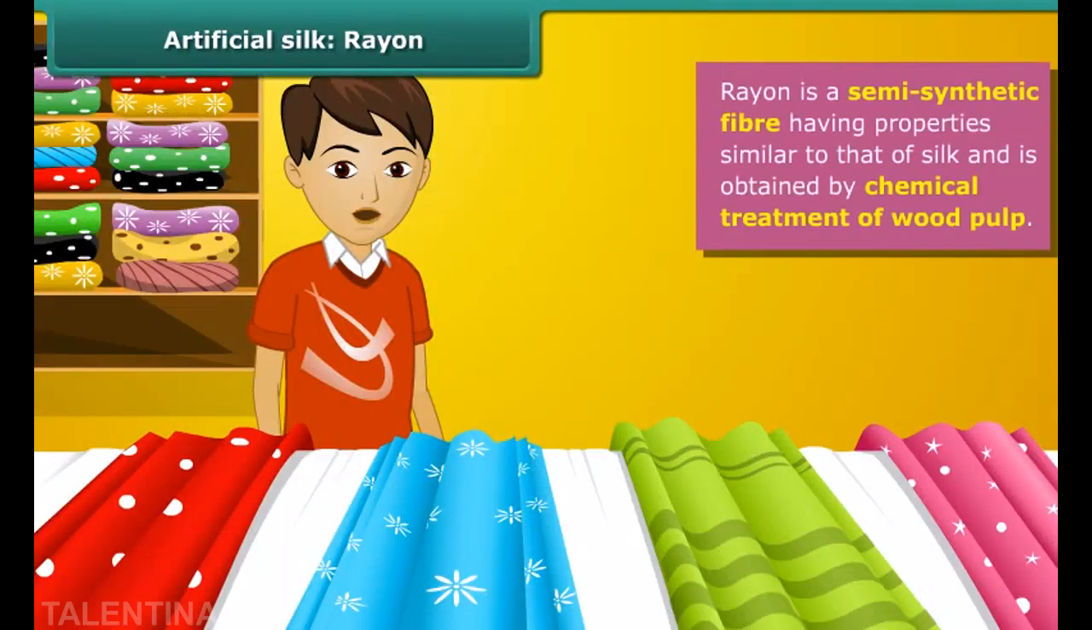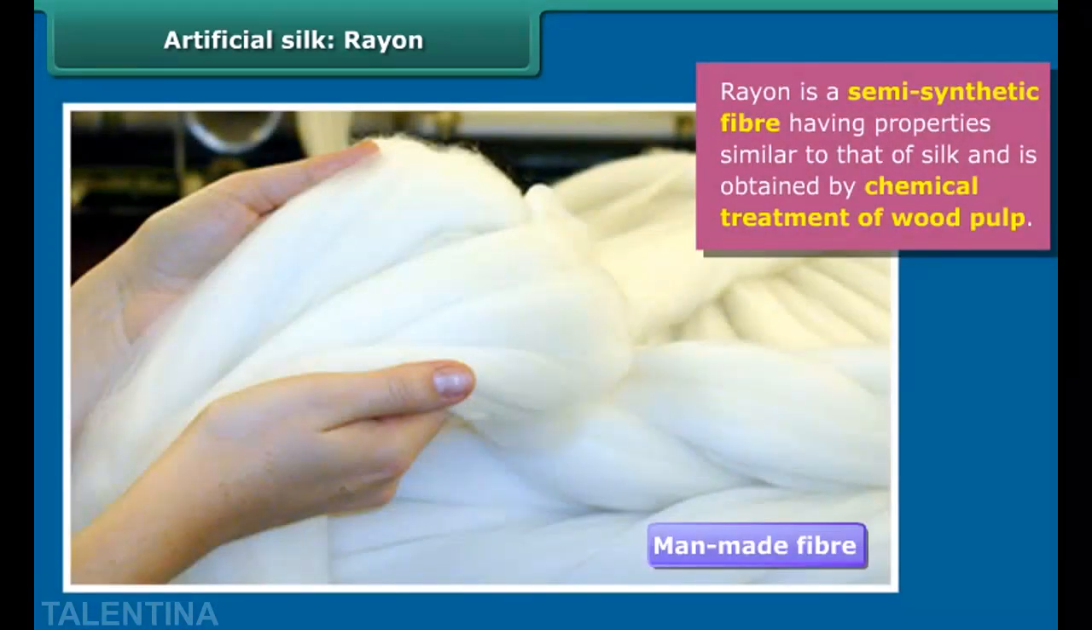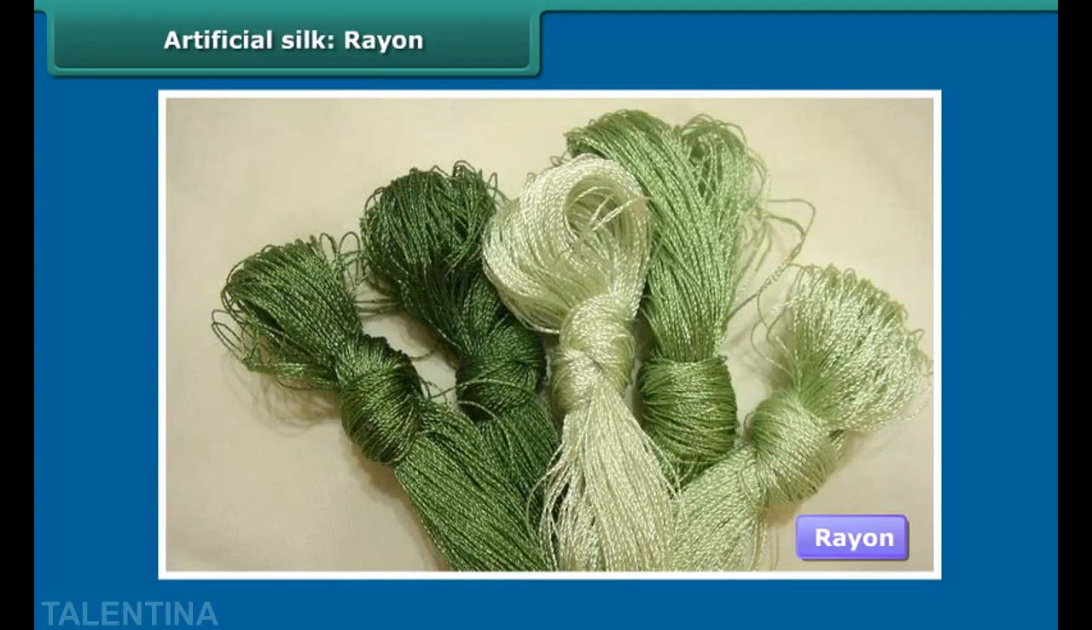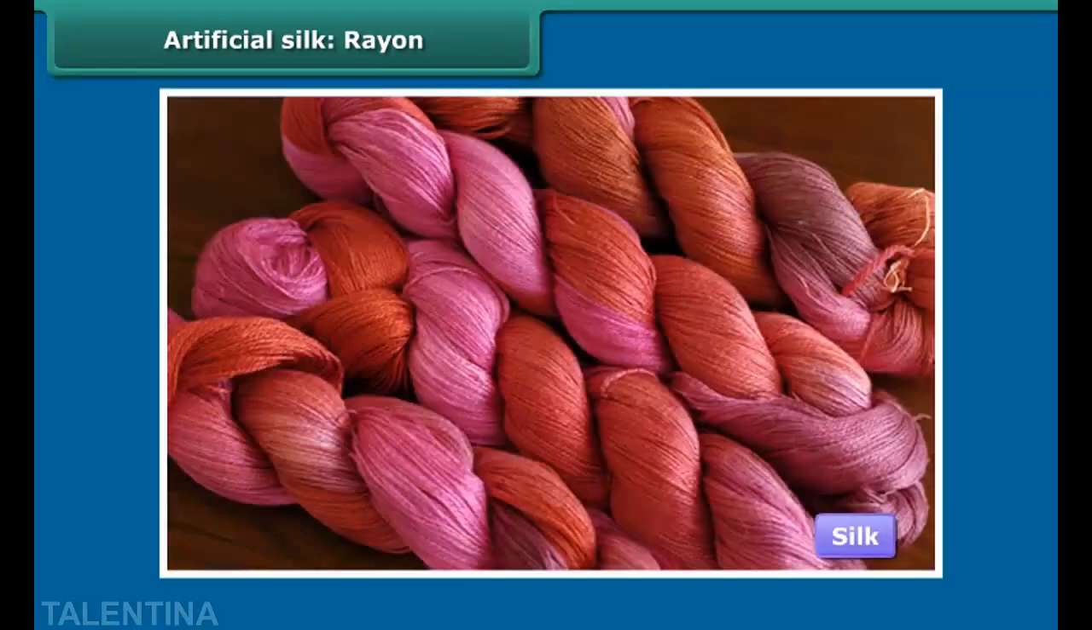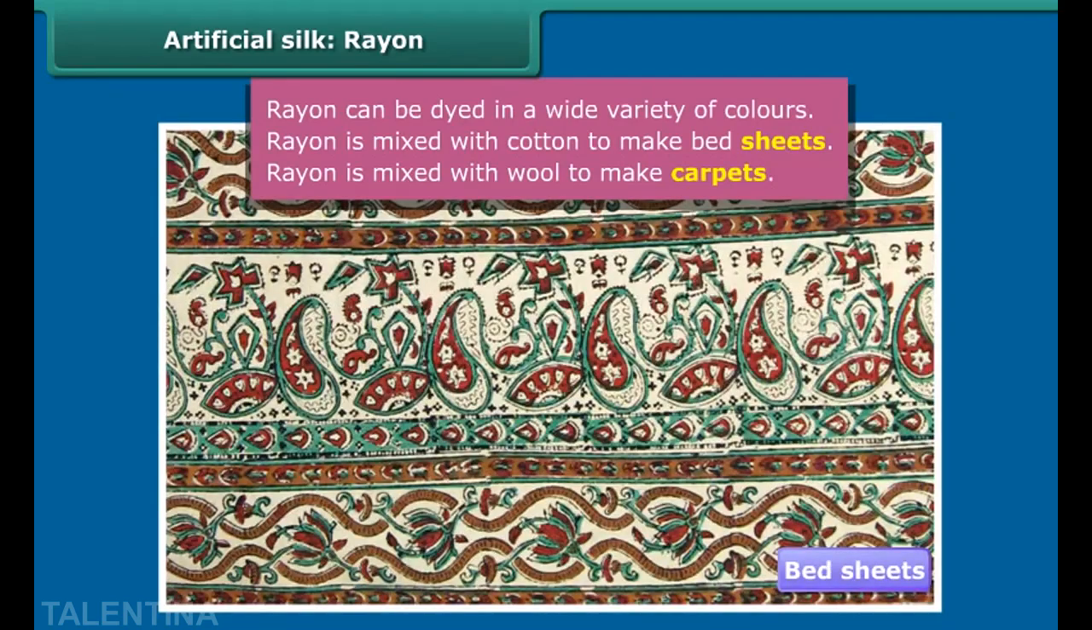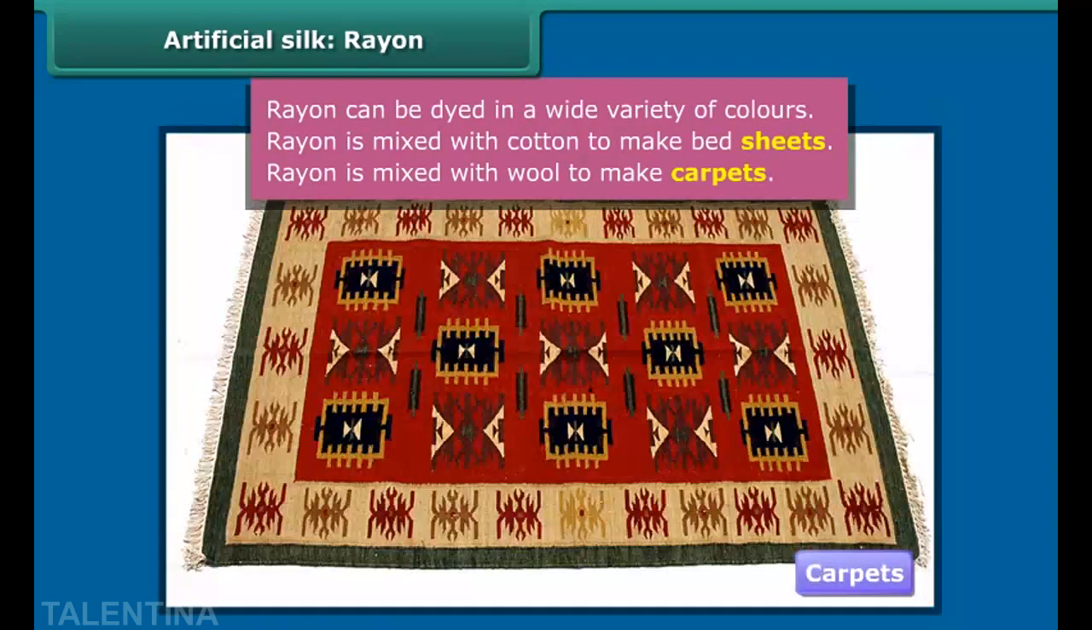Do you know that rayon is a semi-synthetic fiber having properties similar to that of silk? Can you guess why it is called a semi-synthetic fiber? It is a man-made fiber obtained by chemical processing of wood pulp, which is a natural resource. Rayon is also known as artificial silk. It is cheaper than silk but resembles it. It can be woven like silk fibers and dyed in a wide variety of colors. Rayon can also be mixed with cotton to make bed sheets or mixed with wool to make carpets.